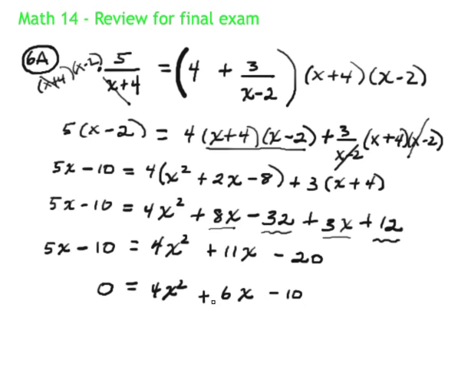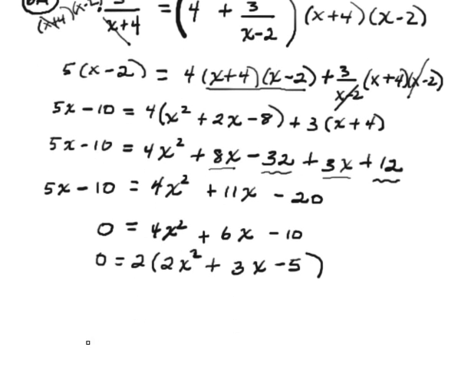The coefficients are a little big, but notice we can factor out a 2 from all the coefficients. So let's do that first. So here we have 2x squared plus 3x minus 5. All right, so that's a little bit easier to factor. So let's do that.